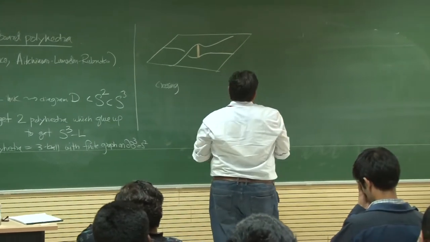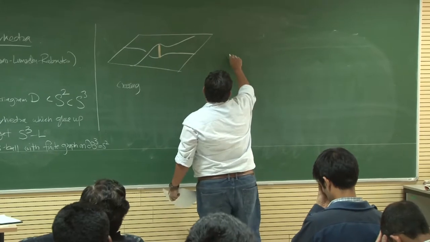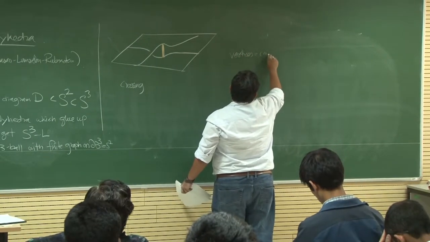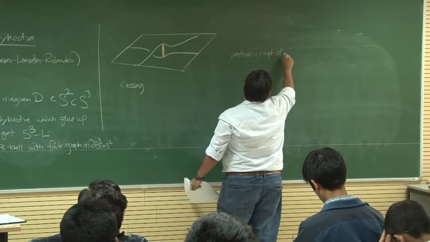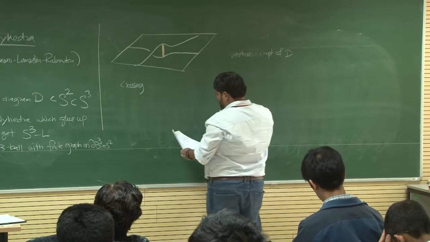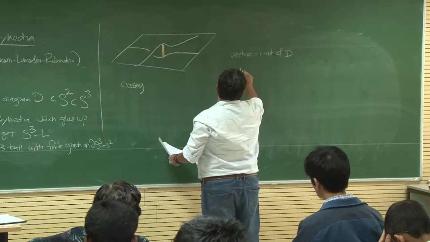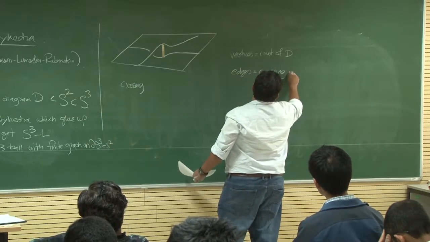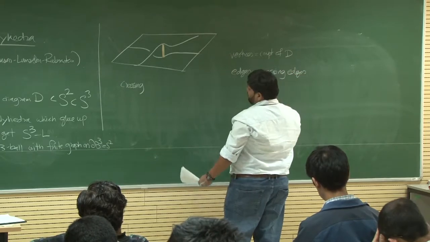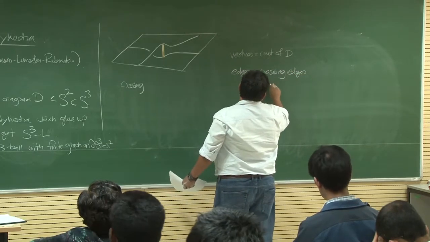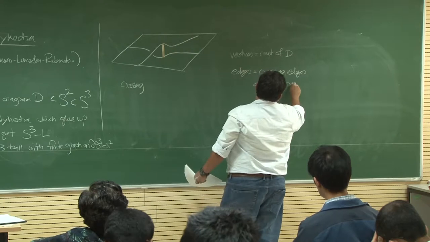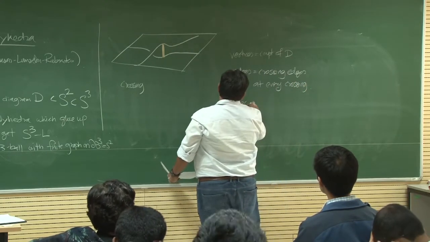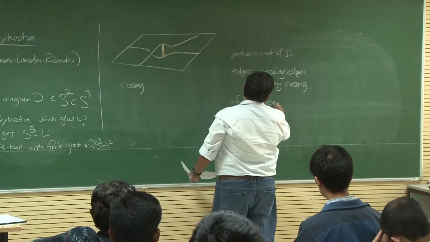So the vertices of this polyhedra are components of D. And what are the edges? The edges are these crossing edges at every crossing. And now what are the faces? The faces are the regions.